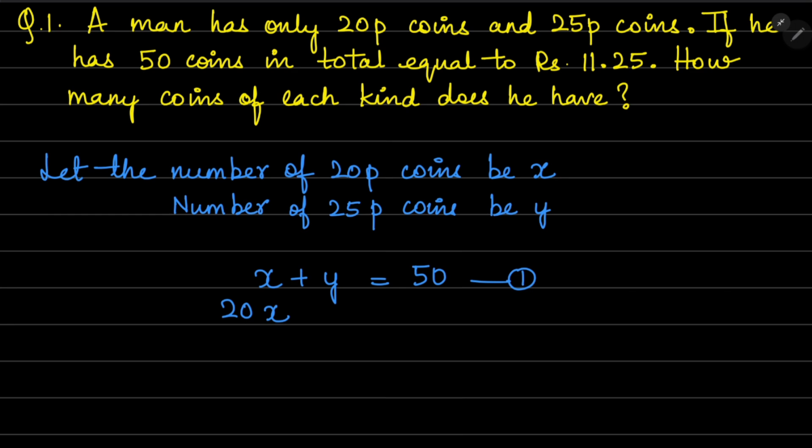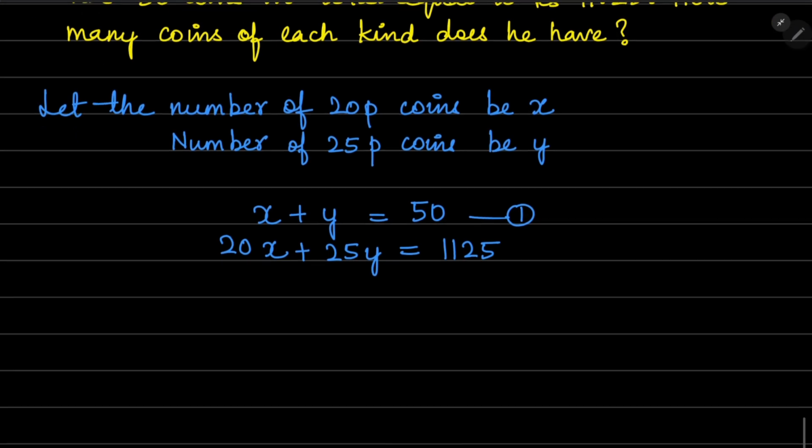So x into 20 plus y into 25, which I'll write as 25y, is equal to, what is it? 11 rupees 25 paise. Multiply it with 100, so you will get 1125. Everything is converted into the same unit, that is paise, right? Now from here you can take 5 common out. All of them are divisible by 5. So what do you get here? 4x plus 5y equal to 1125, right?